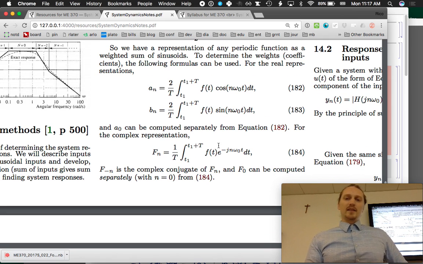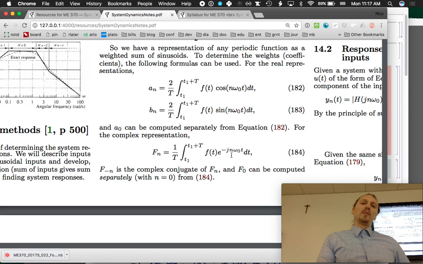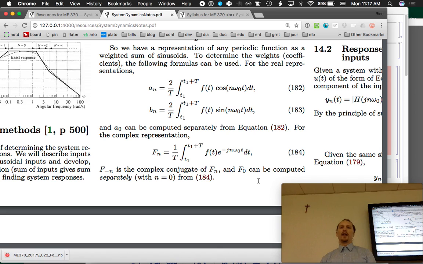Fn has this complex representation here, where you integrate over f of t, but you multiply it not by cosine or sine, but by this actually imaginary exponential, right? F minus n is the complex conjugate of fn, so we don't have to compute them both. We could just compute fn and then take the complex conjugates to be the minus ones. That's a sort of shortcut. And f0 can be computed separately with n equals 0. When n equals 0, this is e to the 0, which is 1. So you're integrating over f of t again.